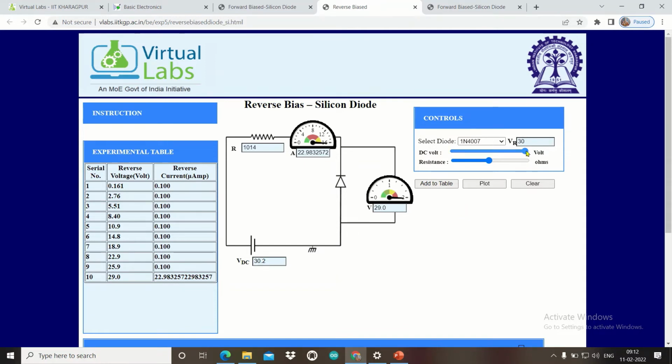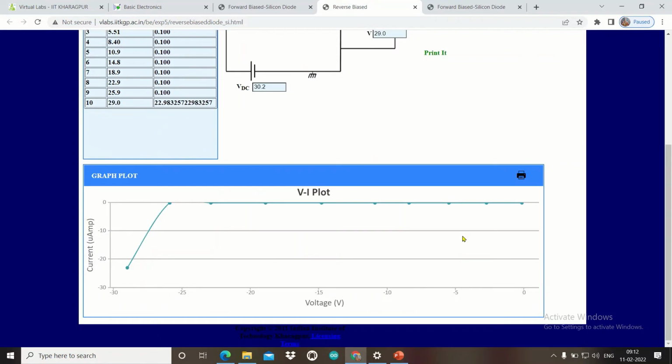So once it is done, we will go for the plot, and you can find this is the voltage. Remember that this is reverse current. Okay, so it is shown on the positive axis, but actually this is reverse current. You can find here this is reverse current. Sorry, but this is reverse current. You can find this is 0 and this is minus 30. So you should look at this axis.